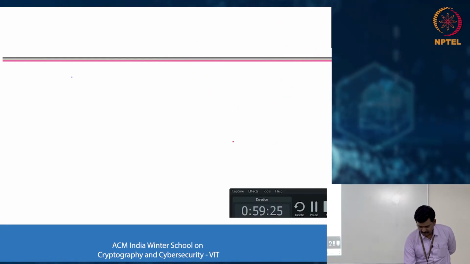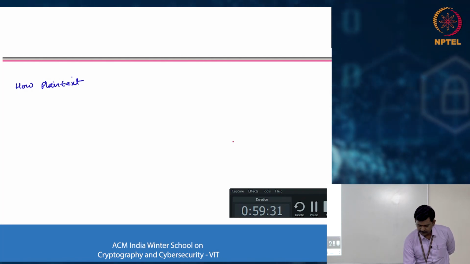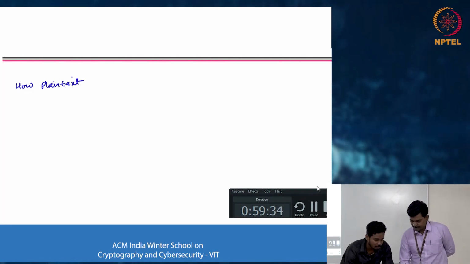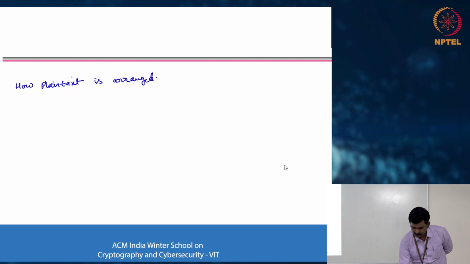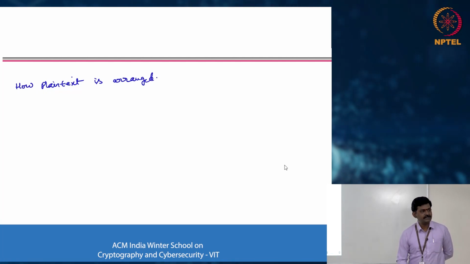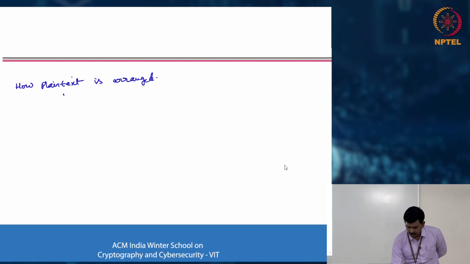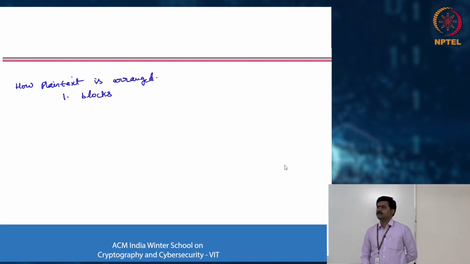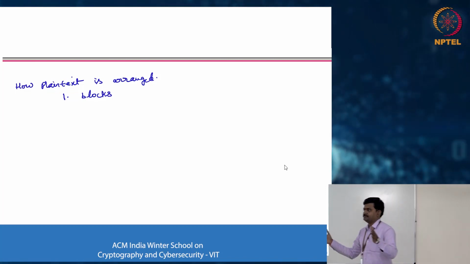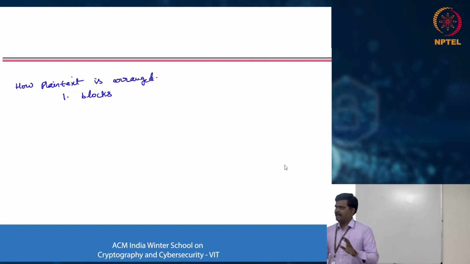The second dimension of the cryptography algorithms is how the plain text is arranged. So how is the plain text arranged? There are two ways. One way is that you divide the plain text into blocks. Okay. That means I have the plain text. Generally we are giving examples as apple, cat, rat. These are the general typical examples in the classroom.